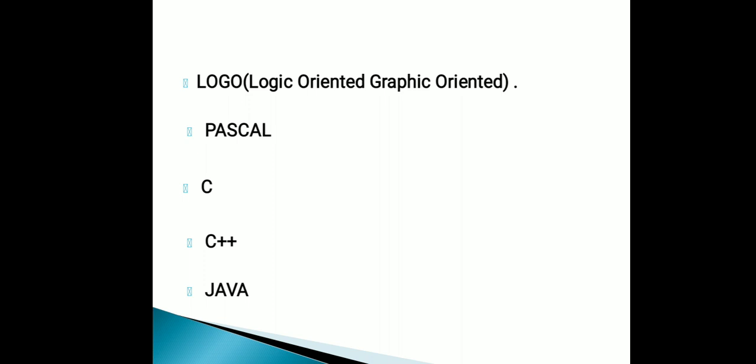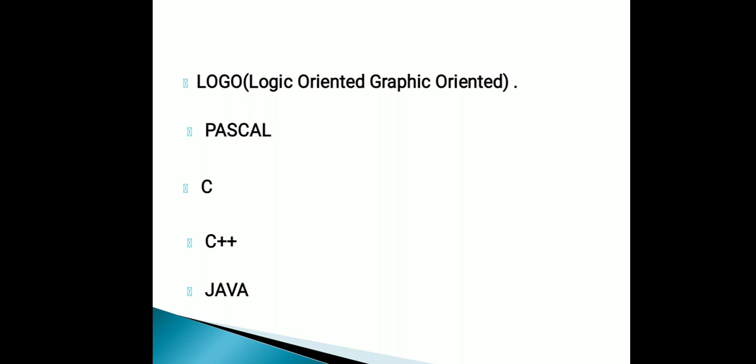So C++. Another is C++. C++ is a general purpose language. It is widely used for developing application programs. It was developed by Bjarne Stroustrup at AT&T Bell Labs. This is also developed in the AT&T Bell Labs, and this is a general purpose, object oriented programming language.